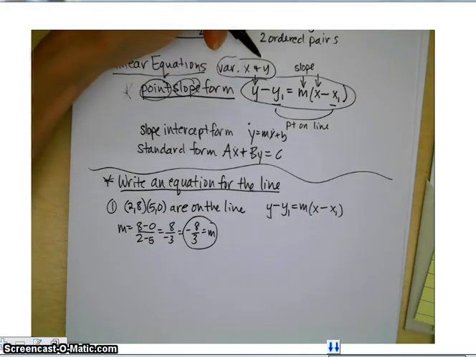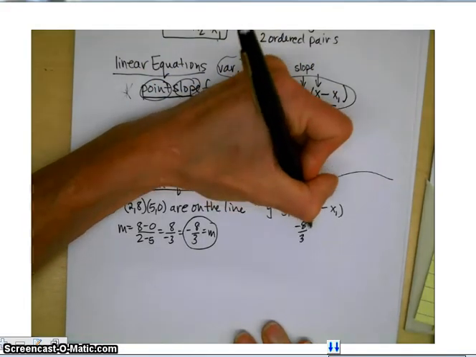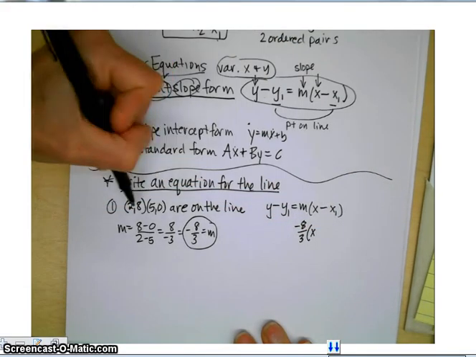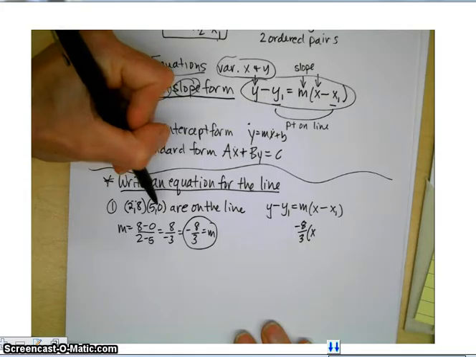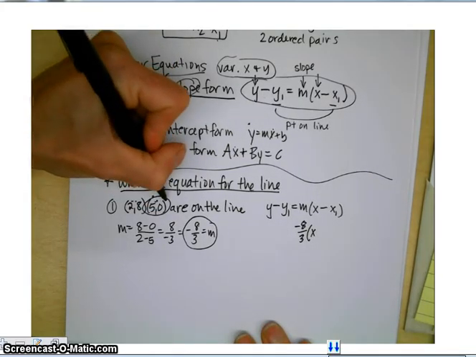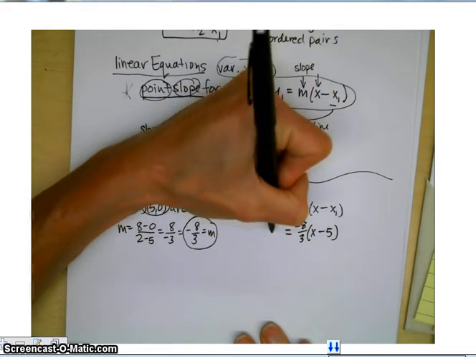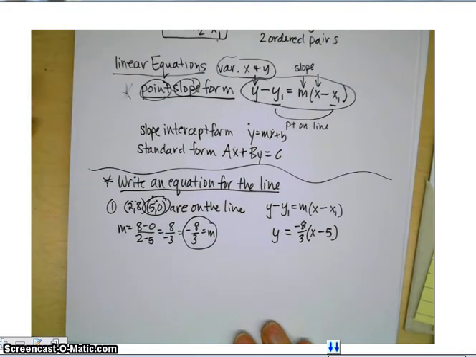All right, so all I have to do now is plug negative 8/3 in for m. And in place of x1, I need to pick one of these ordered pairs. I happen to like the 5, 0. So this is going to be my x1 and y1. So I'm going to put 5 in for x1 and 0 in for y1. So there's my linear equation. Now it's a linear equation, isn't it?